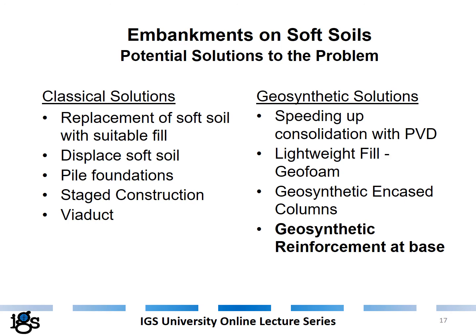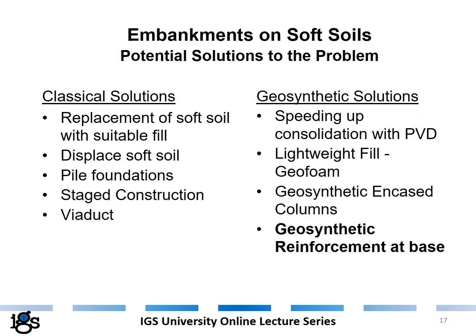Another application of geosynthetic reinforcement is in the construction of embankments on soft soils. There are many potential solutions to this problem, and obviously, before the geosynthetics were available, there were also solutions available. I have listed these under the classical solutions. These solutions can be replacement of soft soil with suitable fill, displacing the soft soil, pile foundations, stage construction, or viaducts. There are also many alternative solutions where geosynthetics are involved.